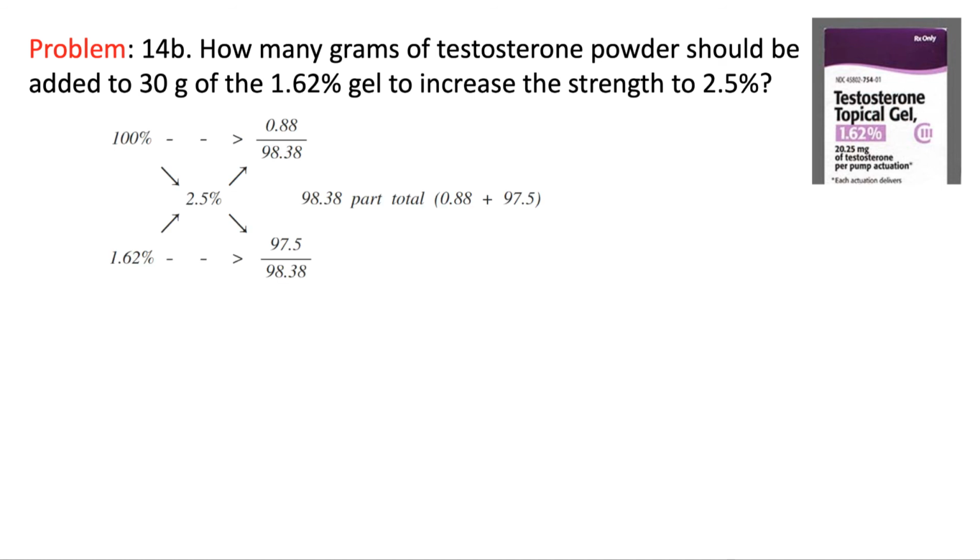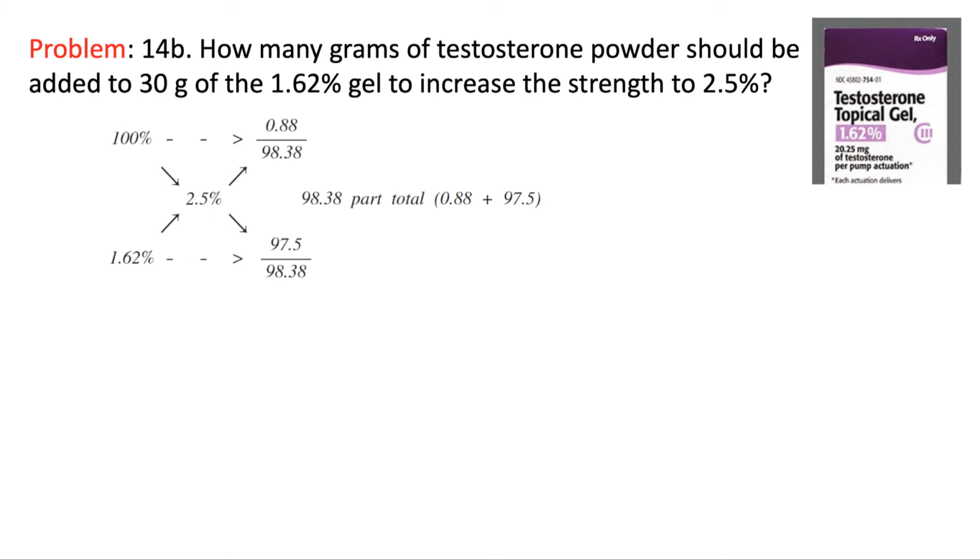It gets set up the same way, but what's different now is our high strength concentration is our pure testosterone powder. It's 100% testosterone. So on top to the left, my high strength is 100%. Down below is the concentration of the gel I'm starting with again here, which we said was 1.62%. Now our target is something in the middle. So in the middle and slightly to the right is our desired target strength, which we said is now 2.5%.